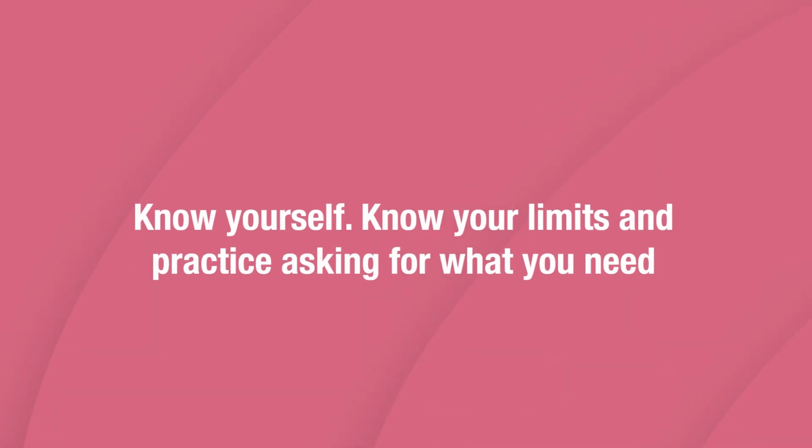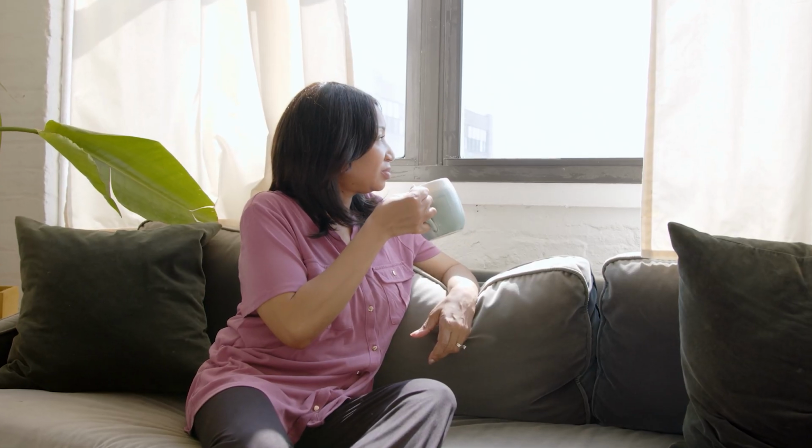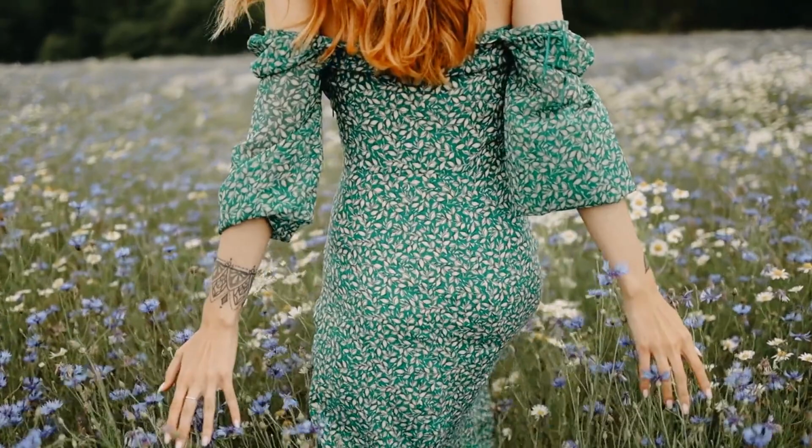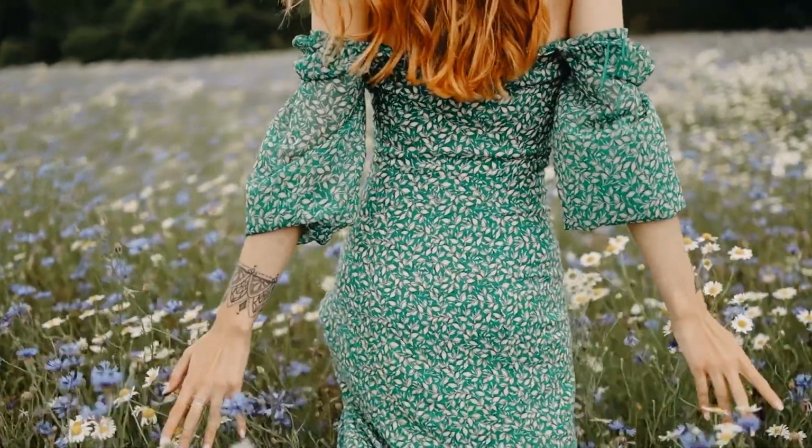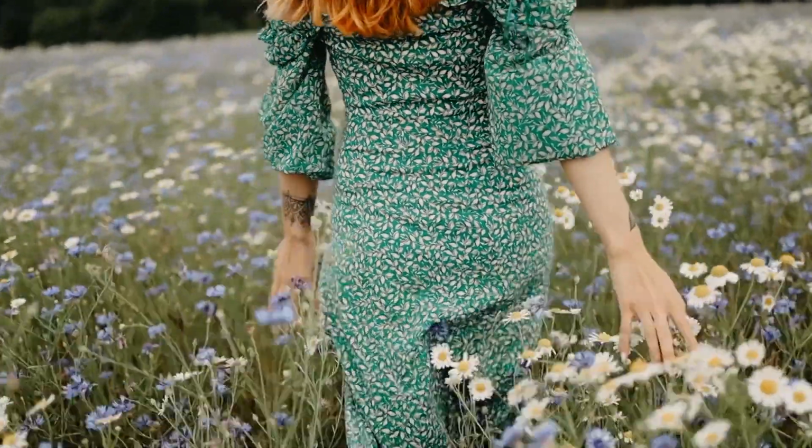Know yourself, know your limits, and then you have to start practicing asking for what you need. Asking for what you need is another example of a boundary. People often think that just saying no is a boundary, and it's a both and. It's being able to say no, that doesn't work for me, I can't do that, I can't do that right now, and asking for what you need. I really need to have some me time tonight for an hour. I really need to have a couple hours on the weekends to go for a walk in nature.